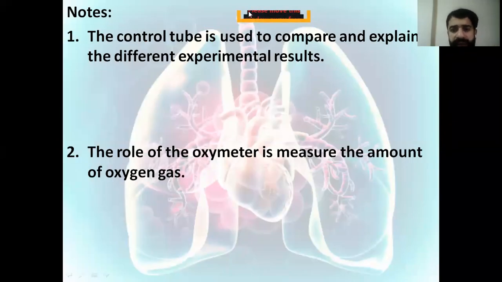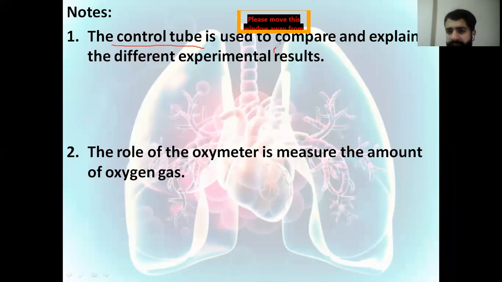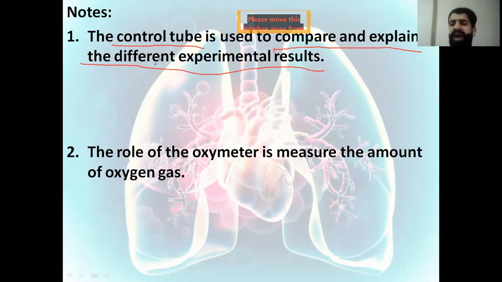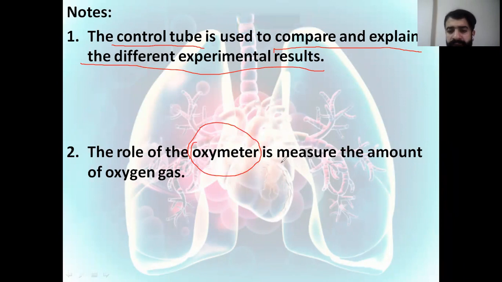Before we move to document B, this is the note that you have to study. This is the first note, that the control tube is used to what? Compare and explain the experimental results, and they are different. That's why we said different experimental results, meaning the results of the experiment. Also, we said what is the role of the oximeter? It's used to measure the amount of oxygen gas.